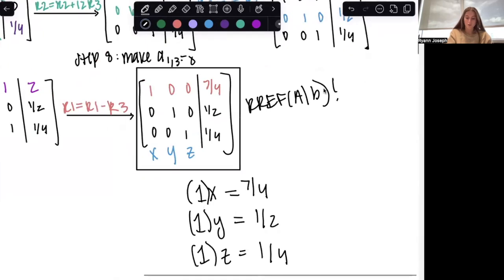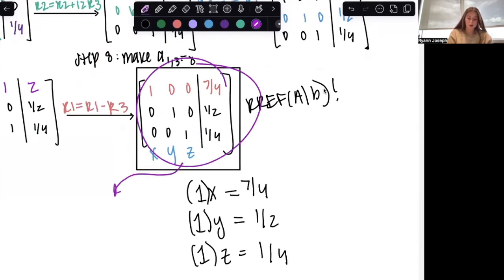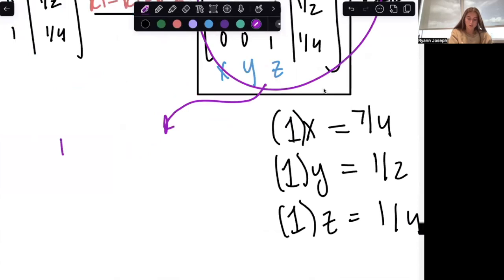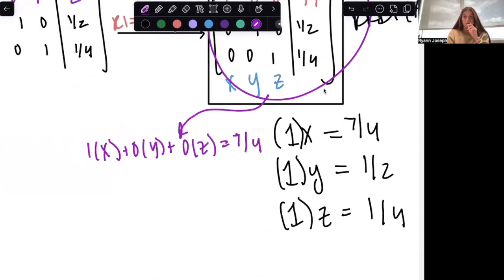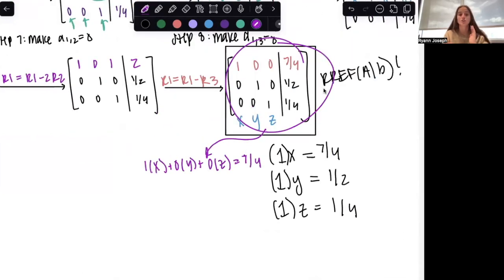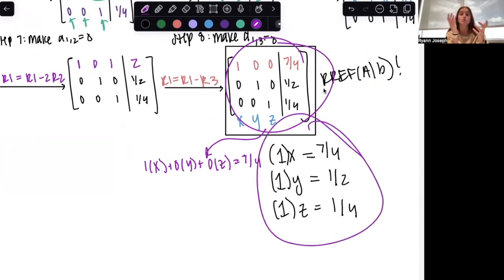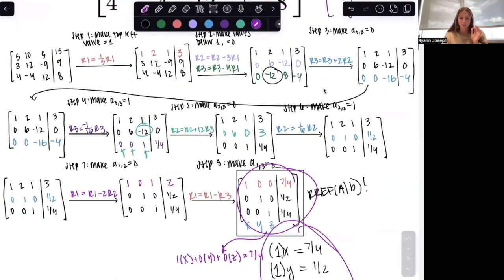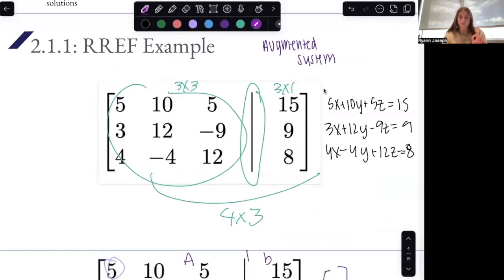Because if I were to take this matrix and rewrite it as a system of linear equations, it's 1 times x plus 0 times y plus 0 times z is equal to 7/4. The point of the reduced row echelon form is to break it down as much as possible just to get to the gist of it. So in this case, it has a unique solution. There's only one combination of x, y, and z that makes this system true.